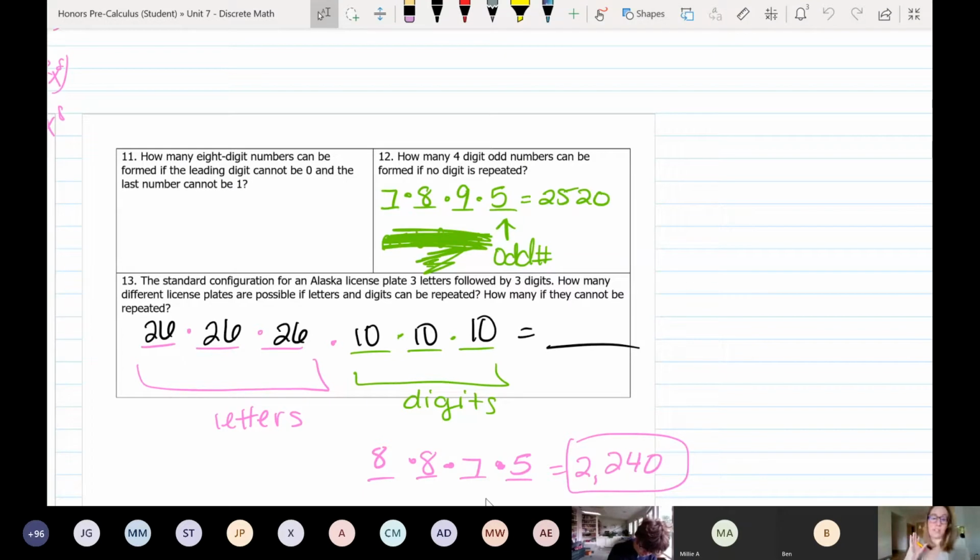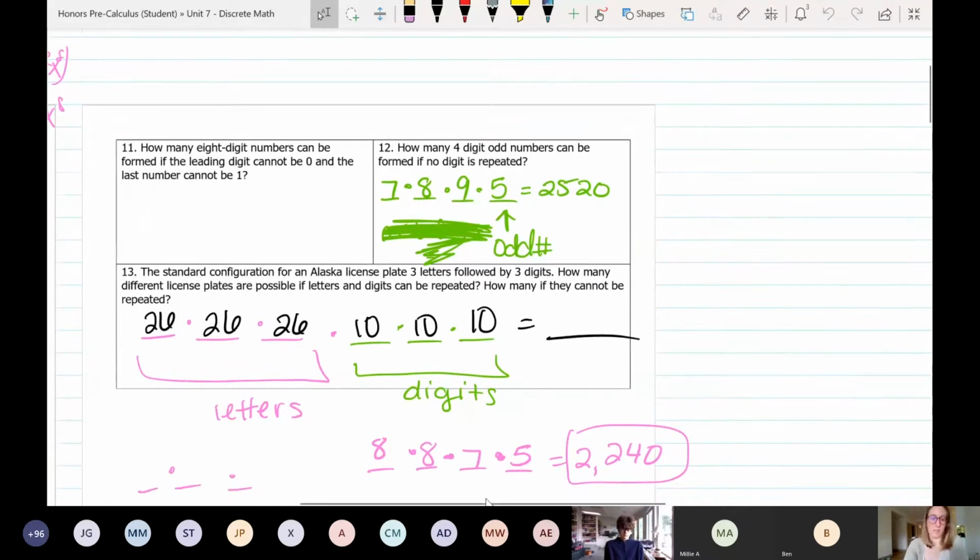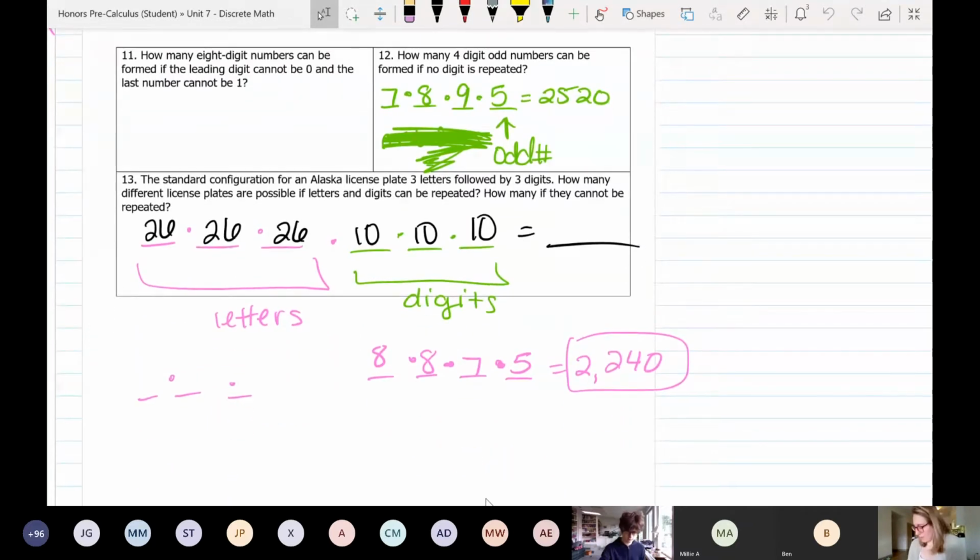So that's the first part. The second part says they can't be repeated. It's very similar, so we'll do the same kind of setup. We have 1, 2, 3 for the letters, and then for the digits, we have 1, 2, 3. So these are our letters and these are digits.